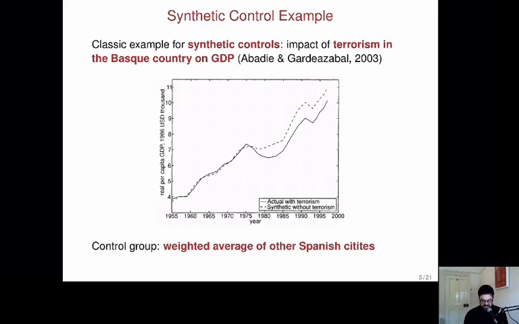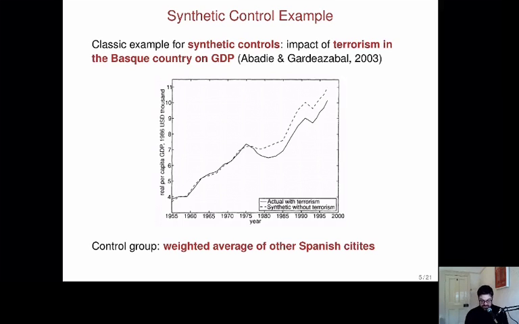And this is actually the first well-known paper using the synthetic control method. So Alberto Abadie from MIT is probably the person who made this method really popular, and I'm not sure if he was the person who developed it, but he was definitely the person who developed a lot of tools related to synthetic controls. And so this is the classic example for synthetic controls.